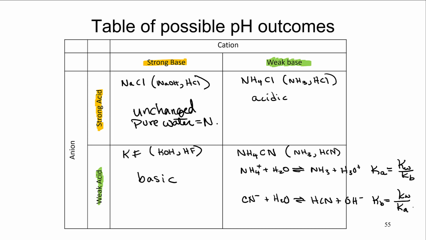So what we do is this. We just want to know whether it's going to be more acidic or more basic. And the way you tell that is you just look at the size of the Ka and the Kb. Whichever one is bigger is going to be producing either more hydronium or more hydroxide. So if Ka is bigger, you'll have more hydronium and the solution will be acidic. If Kb is larger, then you'll have more hydroxide than hydronium and the solution will be basic.